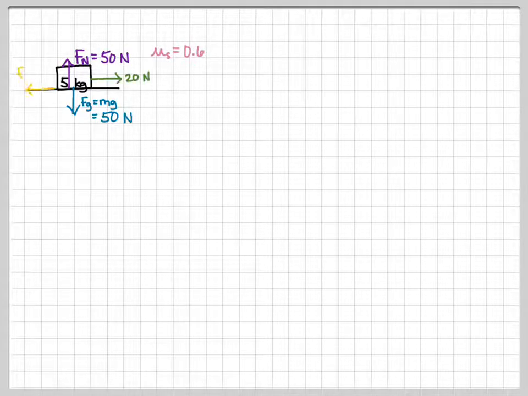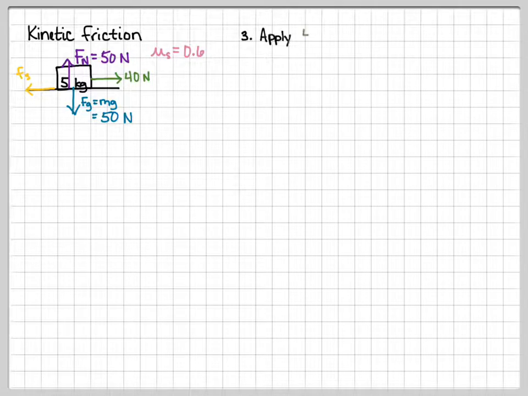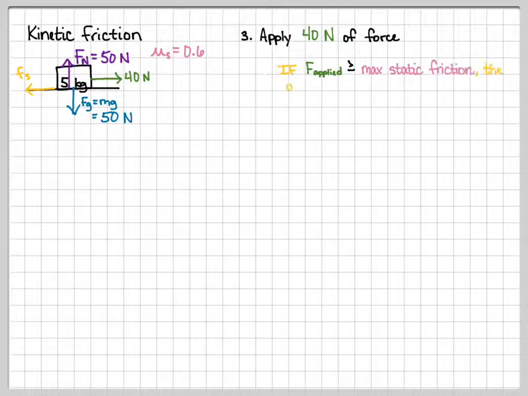Instead, let's say that I push with a force of 40 newtons. So our max was 30, I'm going to push with 40. Things kind of get interesting. If I apply 40 newtons of force to the right, that's more than static friction can push back. When my applied force is greater than or equal to my maximum static friction, the object is going to move. You would say that I overcame static friction.